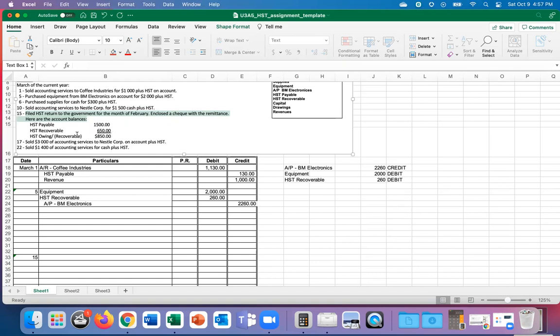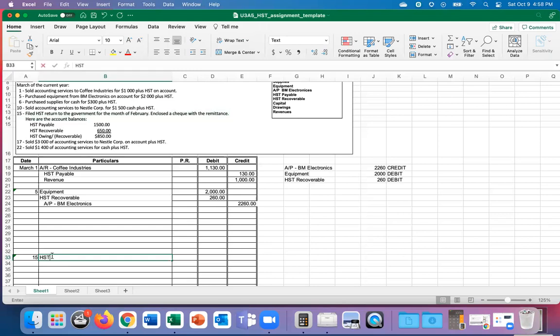And then this third amount is the amount of the check that you're actually going to send to the government. So that number is just the original amount of the HST payable minus your HST recoverable. And then $850 is what you're actually going to write your check for and send to the government. So that's pretty simple. And actually in the journal, you're going to be recording it in that order.